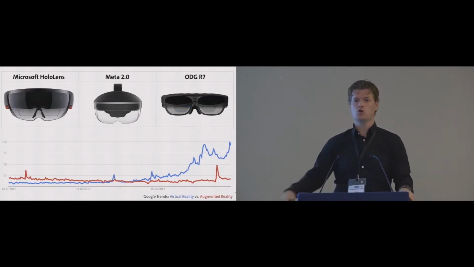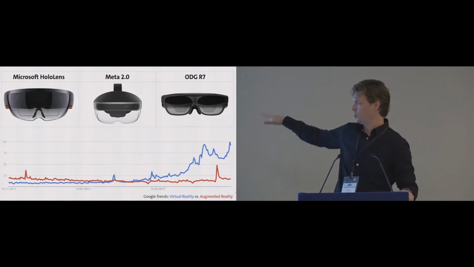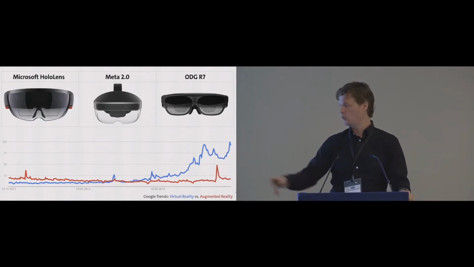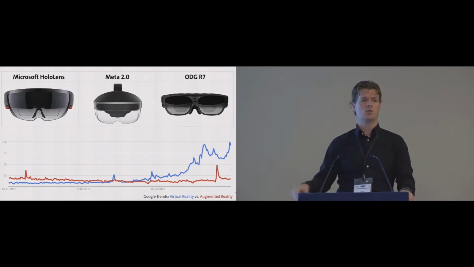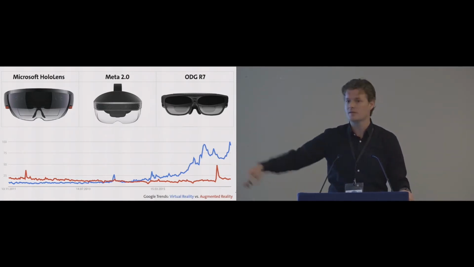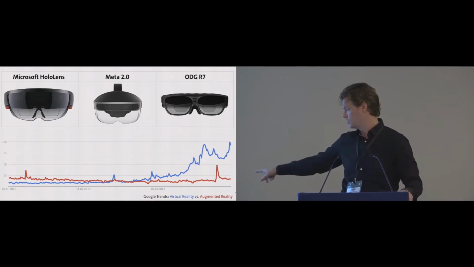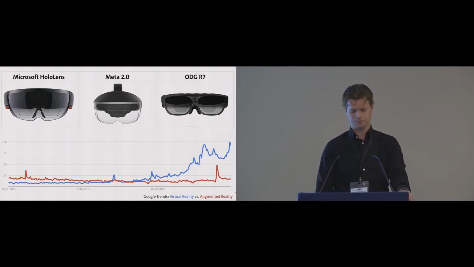And I just plotted the Google Trends, and you can see this exponential behavior for virtual reality. For augmented reality, you have two peaks, which are really surprising. And if you think about where these peaks come from, on the left side you have the Google Glass launch, and on the right side you have the Pokemon Go launch.